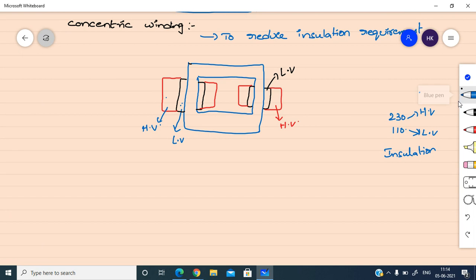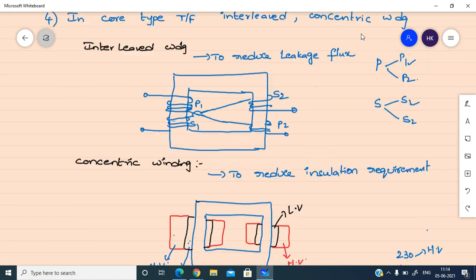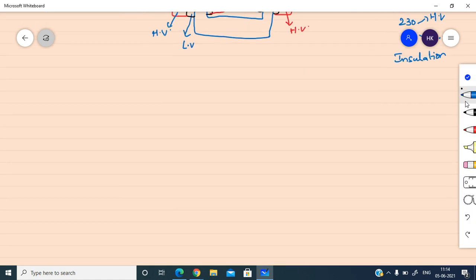And one more point on this core type transformer: these core type transformers are used for high voltage transformers. High voltage means whatever transformers we see outside, those are all core type transformers. The type of transformer is core. So this is the application of the transformer. These are used for high voltage applications.